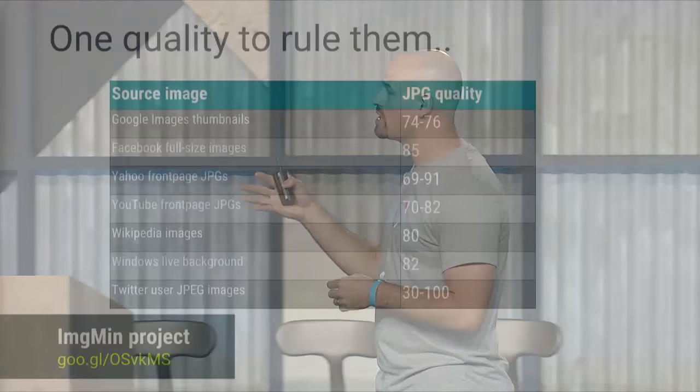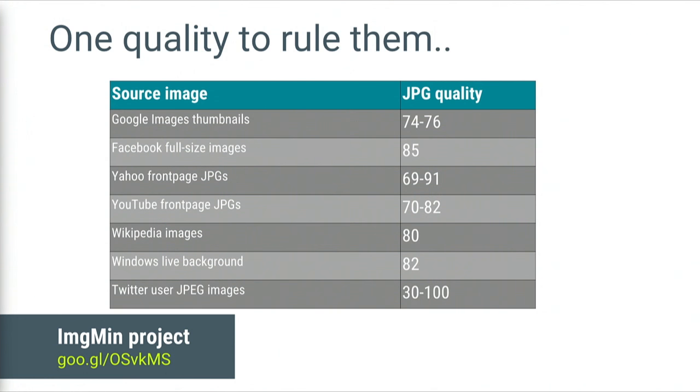The real solution here is to automate this process and figure it out, but that's actually not what most people are doing. What most people are actually doing here is choosing some value and exporting all of their images at that. The ImageMin project, which is an open source project on the internet, started downloading a bunch of images from all of these social networks and figuring out what their exported quality was and then put it together in a table. So you can actually see what everyone is exporting things at.